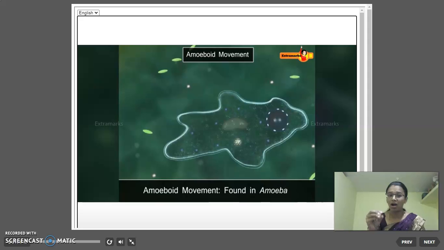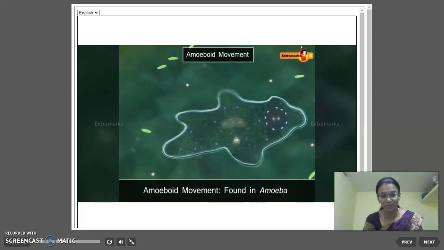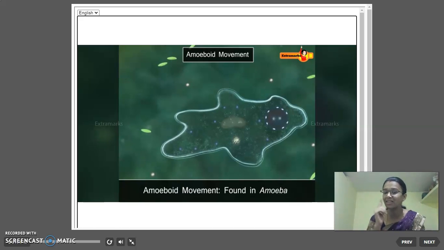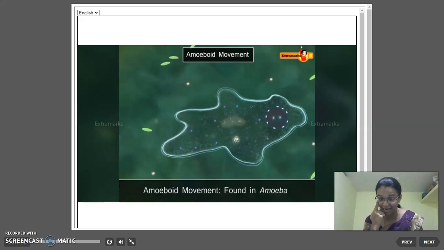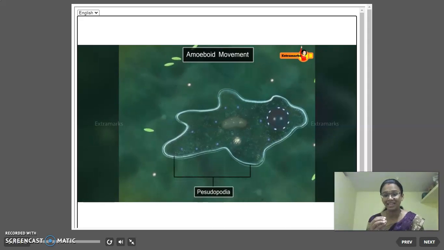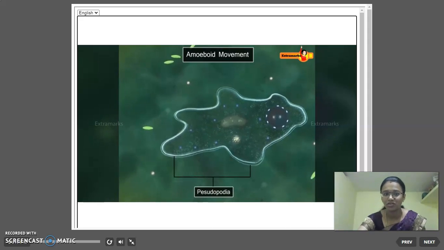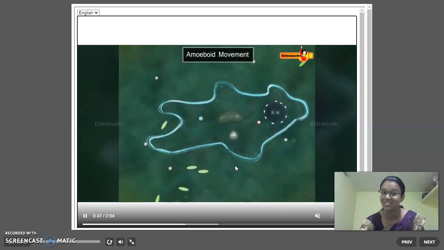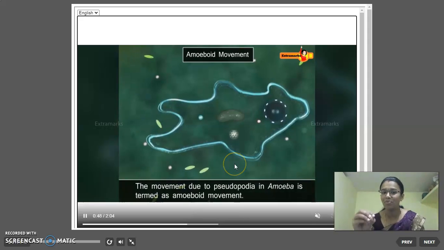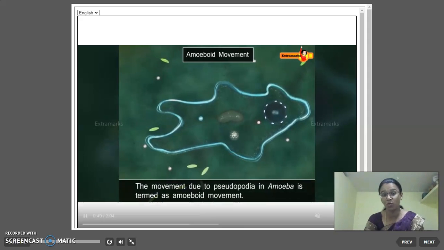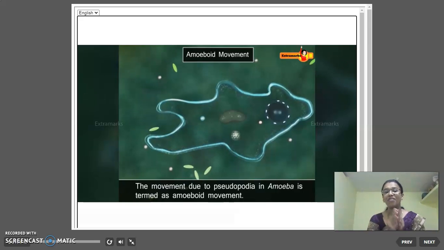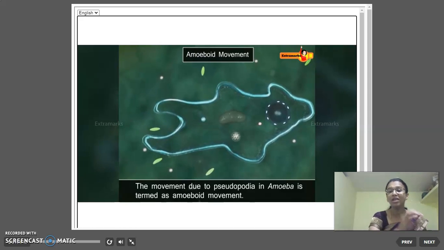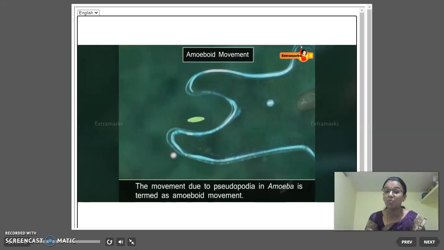This amoeba moves in search of food. First, fix the point: amoeba is a microscopic organism. We are not able to see it with our naked eyes; we can see it in a microscope. Look at here. This is pseudopodia. Pseudopodia is nothing but false feet. The amoeba moves with the help of pseudopodia. This movement of amoeba is called amoeboid movement.